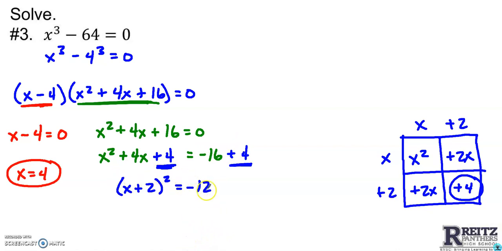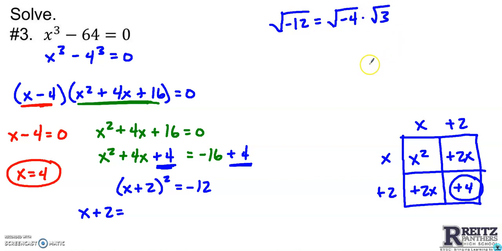And what I want to do now is use the square root property of equations to solve this. I take the square root of both sides. Either x plus 2 is the square root of negative 12. What is the square root of negative 12? What's the biggest perfect square that goes evenly into 12? I think it's 4. And since I'd like to get that negative dealt with also, let's make it negative 4. The square root of negative 4 is 2i. Square root of 3 won't simplify.